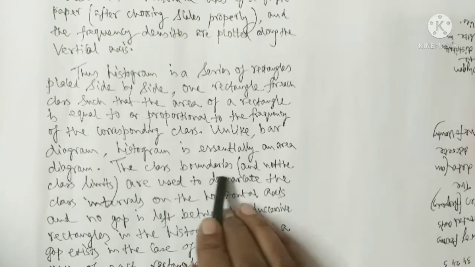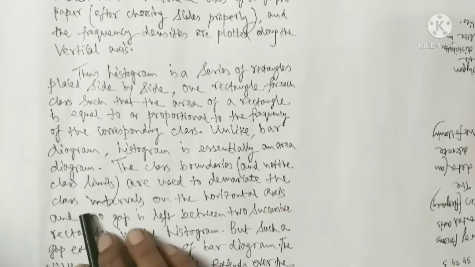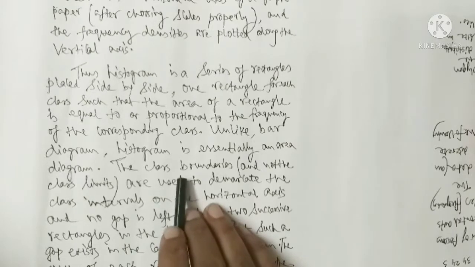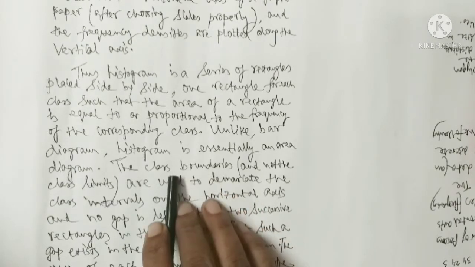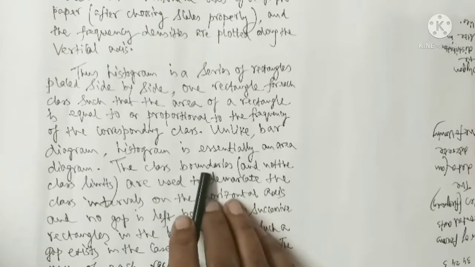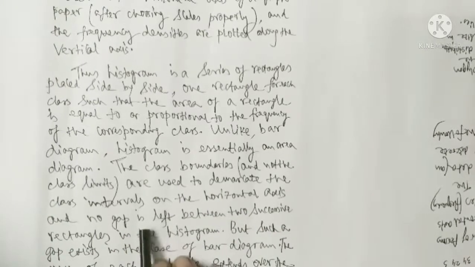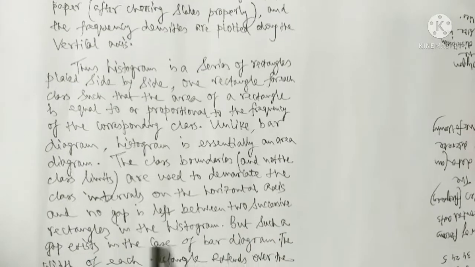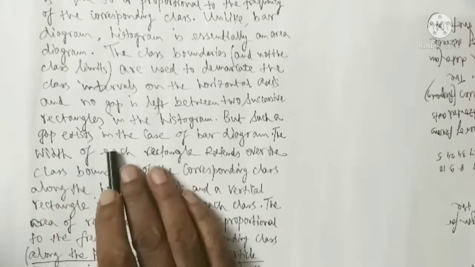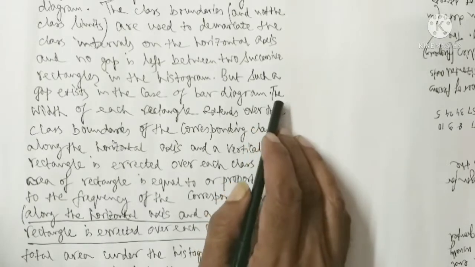The class boundaries, and not the class limits, are used to demarcate the class intervals on the horizontal axis. First, the problem will be given in class interval form, and we have to transfer class intervals into class boundaries, and then we measure the data on the graph paper. No gap is left between two successive rectangles in the histogram, but such a gap exists in the case of a bar diagram. That is why a histogram is called a gapless bar diagram.